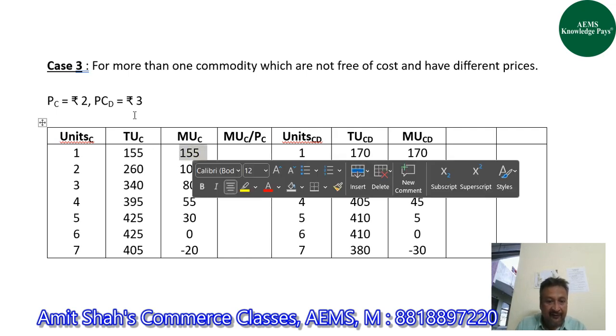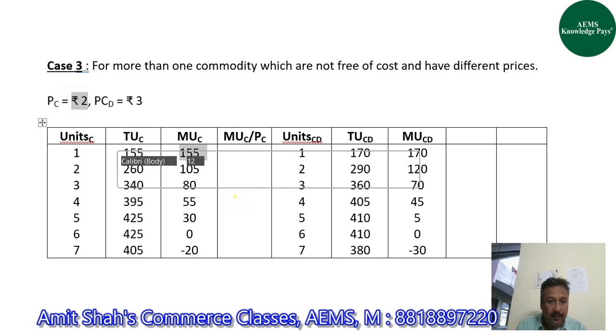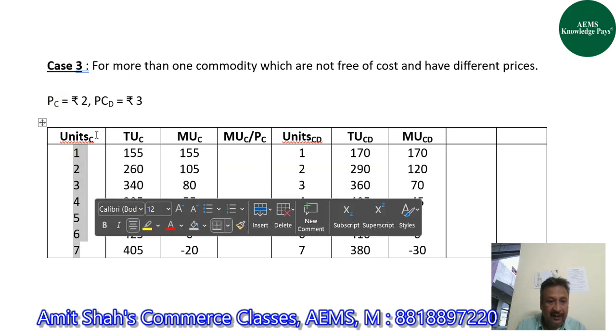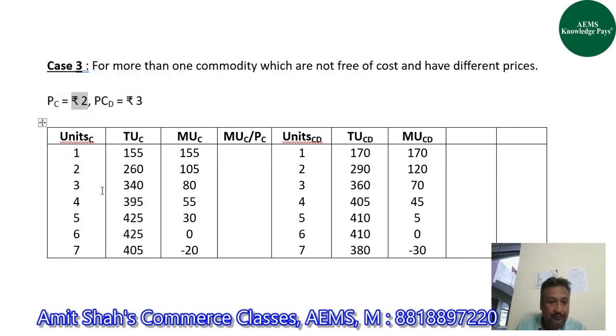So this is 155 divided by 2, because each unit of chips costs him rupees 2. He purchased the first chips and he has to pay rupees 2. So for every rupee, how much satisfaction he has got is 77.5. That is 155 divided by 2, meaning MUC divided by price of C.